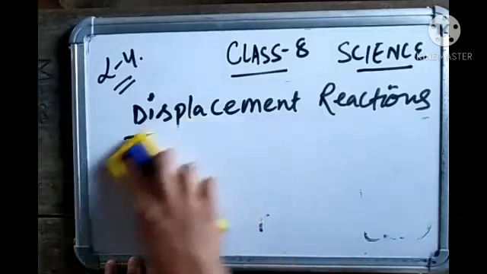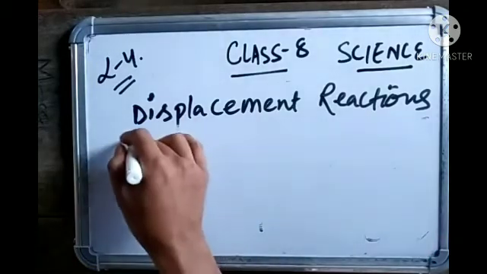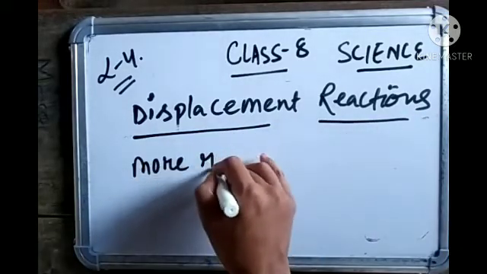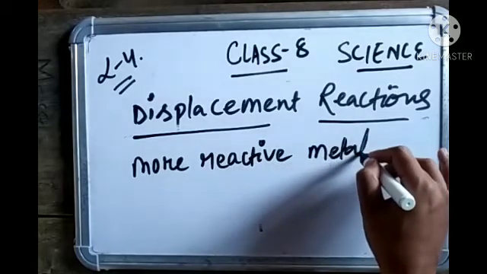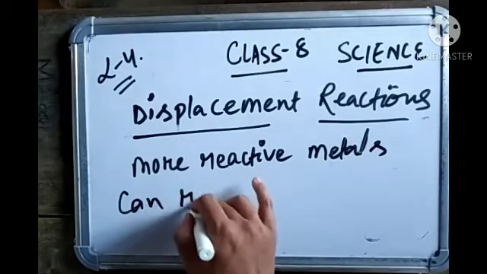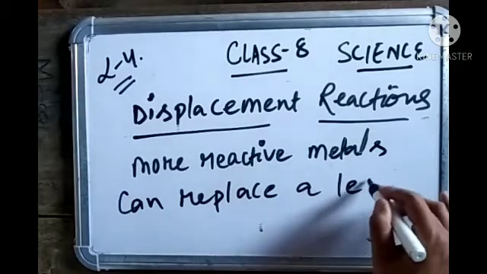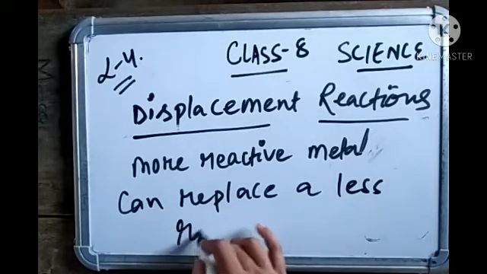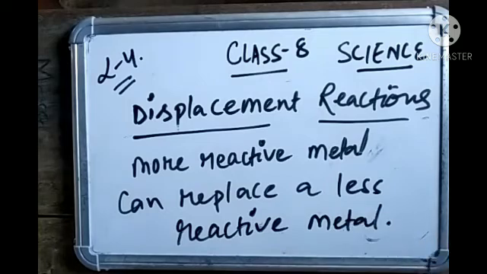So one rule is given in your textbook regarding displacement reaction, and that rule is that while displacement happens, a more reactive metal can replace a less reactive metal. So more reactive metal can replace a less reactive metal.